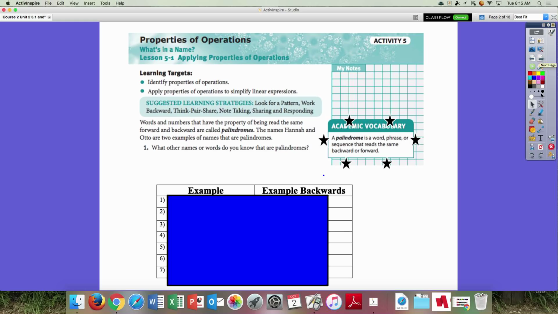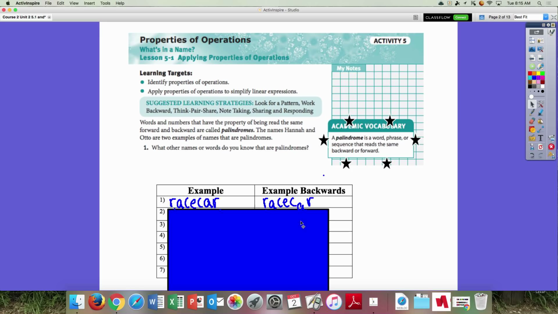It says right here, a palindrome is a word or phrase or a sequence that reads the same forward or backwards, all right? So there are some easy ones, there are some harder ones. The first one we're going to talk about is race car, right? R-A-C-E-C-A-R. If I put that backwards, this R comes from here, this A comes from here, this C comes from here, and so on and so forth. It's the same forwards as it is backwards.